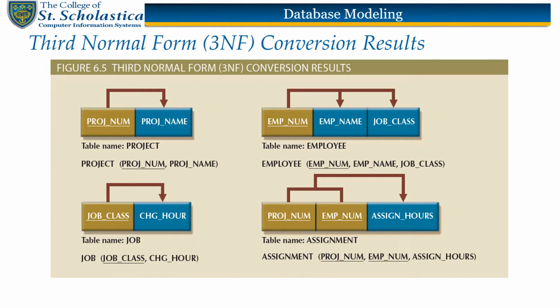For Step 1, we use the 2NF in Figure 6.4 to identify one transitive dependency shown as its determinant, job class, to become the primary key in a new table, job. Thus, our transitive dependency is eliminated. Step 2 has us reassign the corresponding dependent attributes, chargehour, to the new table, job, with their determinants and remove them from their original table, employee.